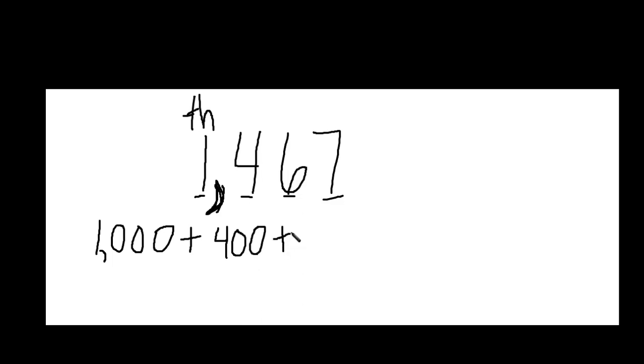Plus, this is not a 6. This is a 60 because this is the tens place value. So you put a 60. Lastly, this is a 7 because it is in the ones place value. So when you write a number, this is called standard form. Standard form means you're just writing the number itself.